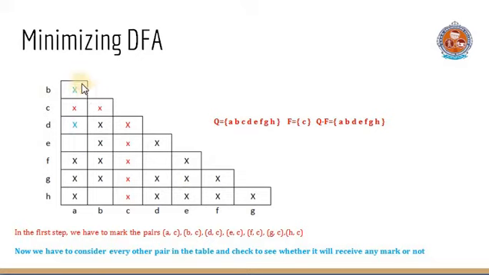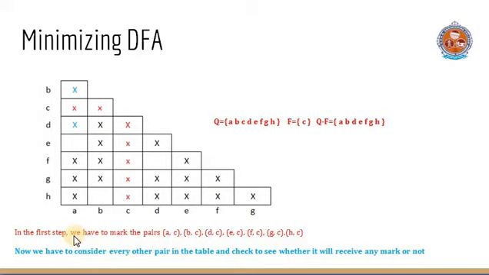Now we have to prepare a table like this. In this table we have some cells. Each cell denotes a pair of states. For example, this cell denotes the pair AH, this cell denotes the pair BH, this cell denotes the pair CH, and this cell denotes the pair DH, like that. In a similar way, this cell denotes the pair BA, this cell denotes the pair CA, this cell denotes the pair DA, like that. Initially all the cells are assumed to be empty.